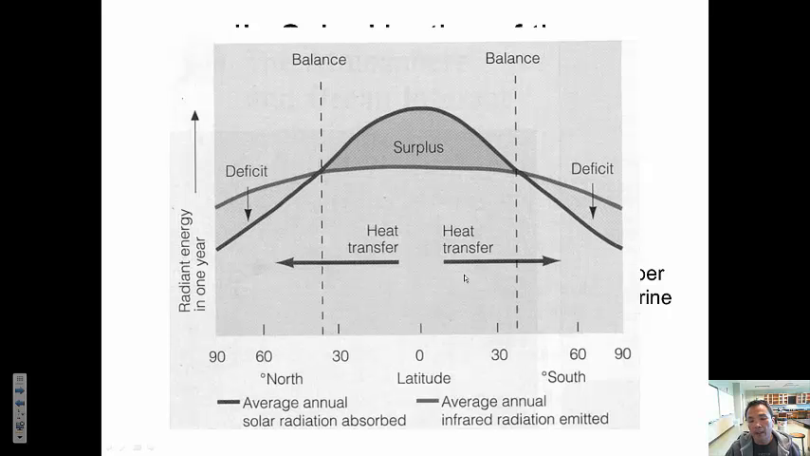So there is this tendency for heat that's accumulated close to the lower latitudes, and also at the equator, to be transported towards the poles, and that's done, as we said, by air masses as well as by current masses.